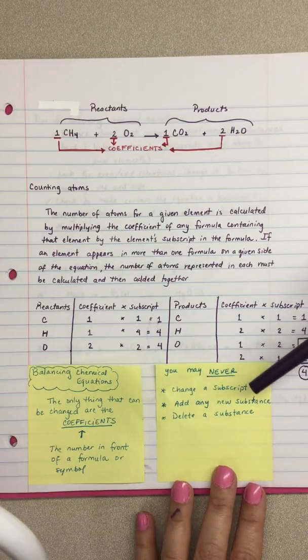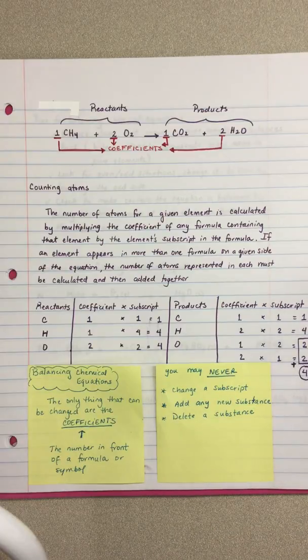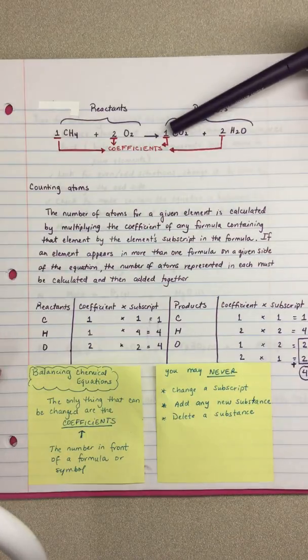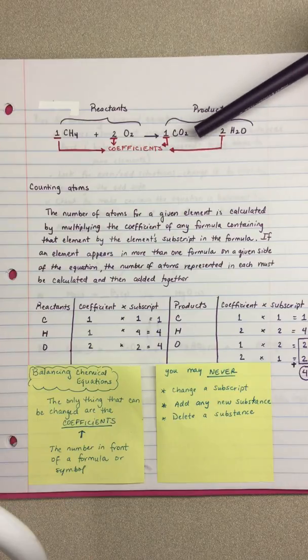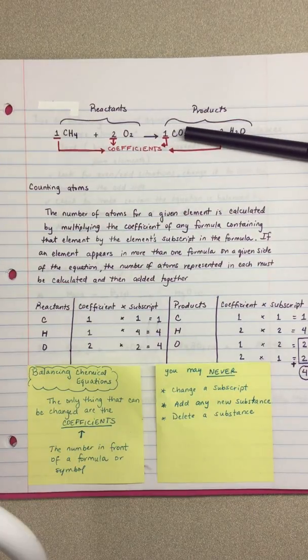You should not do any of these ones listed here. You will never change a subscript. The subscript is part of your formula. If you have here CO2, it's carbon dioxide. If you need to balance this equation and you erase that 2 for your carbon dioxide, you will get carbon monoxide, which is a different substance. You have carbon monoxide, different substance, different properties. Everything is different than carbon dioxide. So you cannot change a subscript because you will be changing the substance that you have.